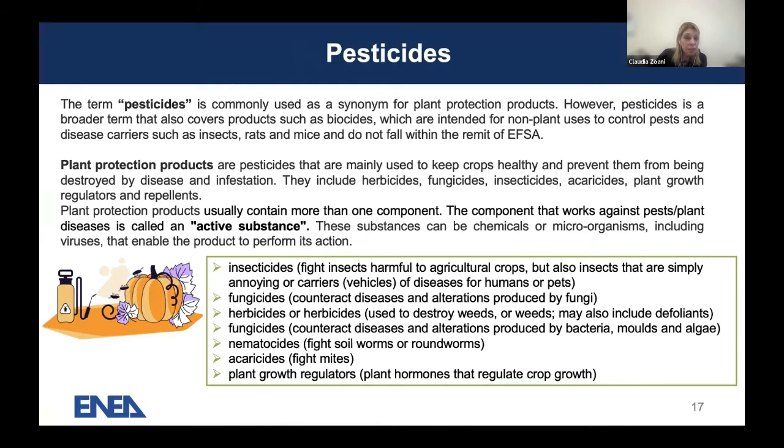So, examining pesticides, what are they? The term pesticide is commonly used to say plant protection products, but pesticide is a wider term that covers also products such as biocides. Biocides are intended not for plant use, to control pests and disease carriers such as insects, rats, and mice. And this I can anticipate due to its widest meaning. Biocides do not fall within the remit of EFSA. We have to consider mostly the actual plant protection products for what we are going to talk about.